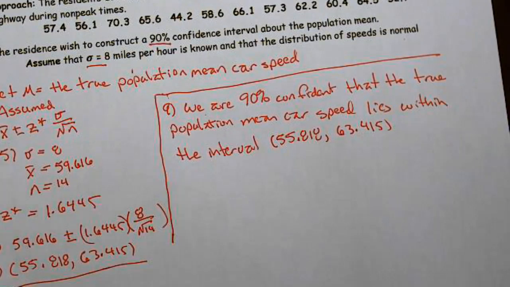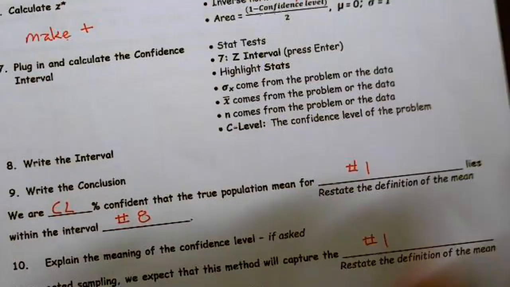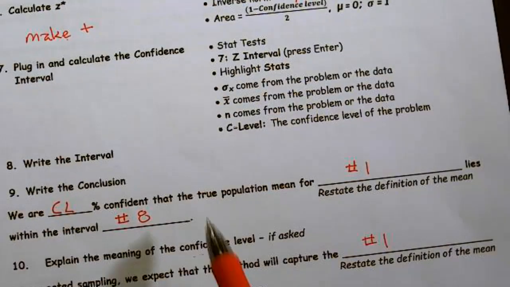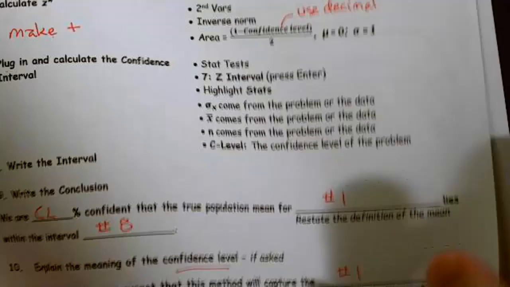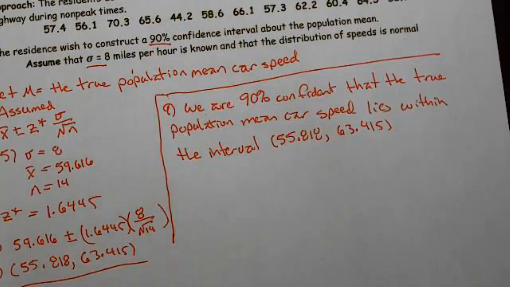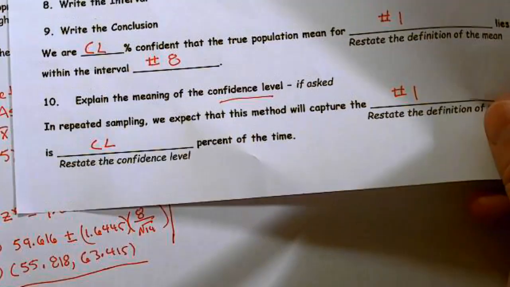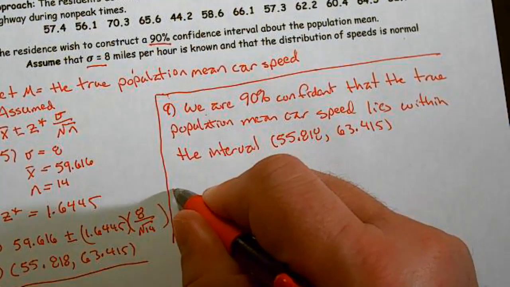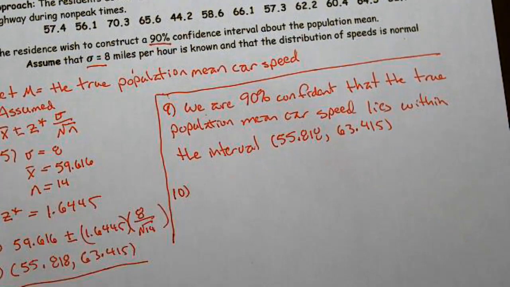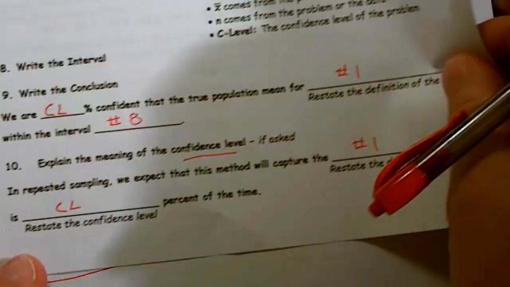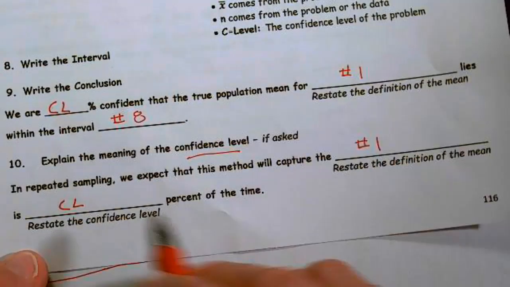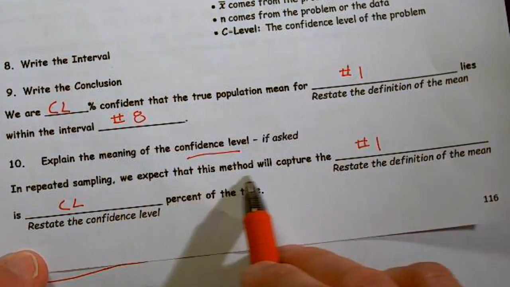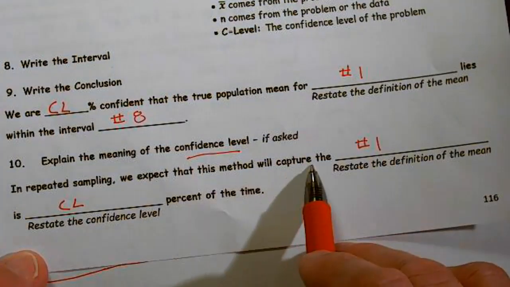Number 10 is explaining the meaning of the confidence level. Now, they didn't specifically ask us to, but we're going to do it for the notes purposes. But generally speaking, it'll say explain the confidence level, and you go, okay, I have to do number 10. All right, so let's talk about what it says. It says in repeated sampling, we expect that this method will capture. So we're going to write this regardless.